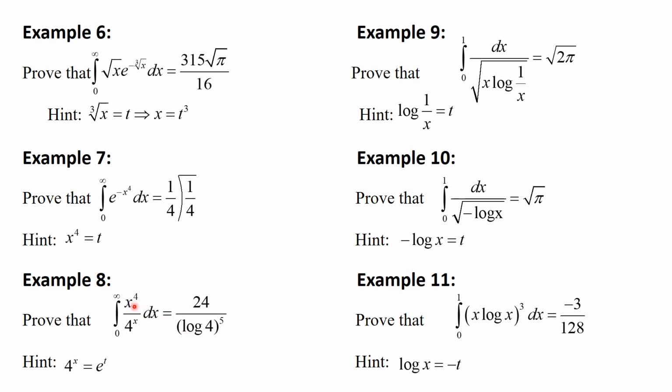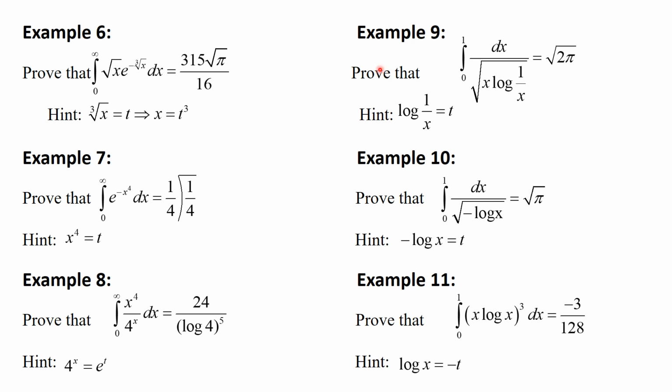So x raised to 4 and 4 raised to x, and hence we use a substitution, since 4 raised to x is in the denominator. We use this function so that it turns to e raised to minus t, and hence the substitution goes 4 raised to x is equal to e raised to t. Take log on both sides, differentiate the terms and try to get the answer in the required form.